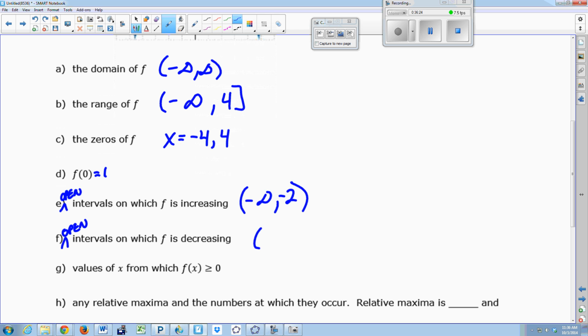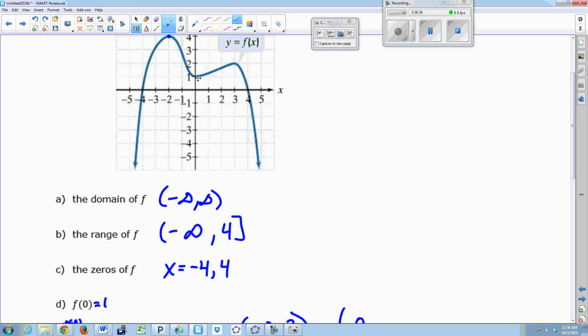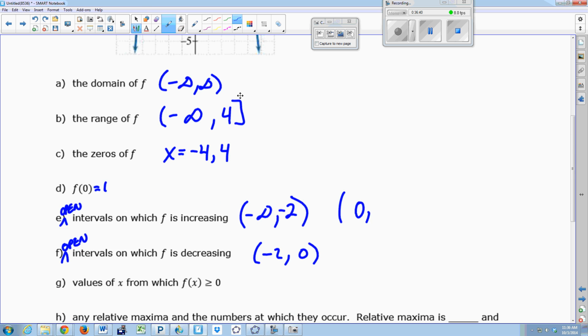I'm just going to go in order here. So -infinity to -2, I'm increasing. -2 to 0, I'm decreasing. And then what happens at 0? 0 to where? Let's see. 0 to 3, I am increasing. And then from 3 to infinity, I am decreasing.